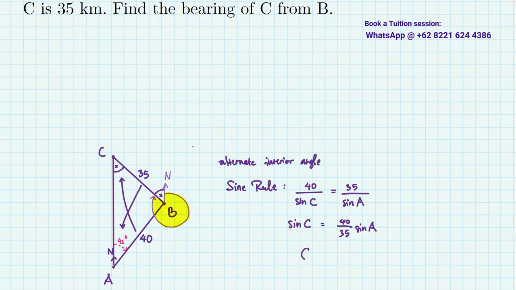We want to find the value of angle C. So whenever you want to find an angle, you just have to use the inverse trigonometric function. So I'm going to use inverse sine of this whole expression, right? 40 over 35 sine A. If you use a calculator, you can work it out to be 48.6 degrees, rounded off to 1 decimal place.